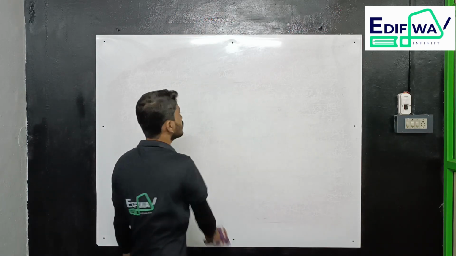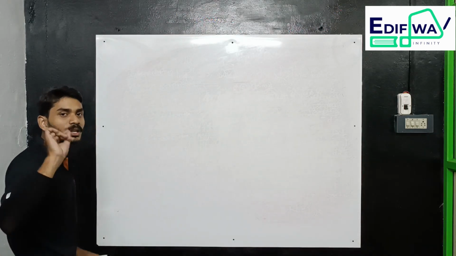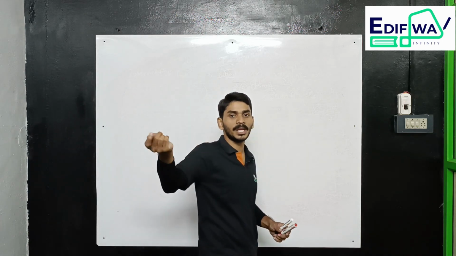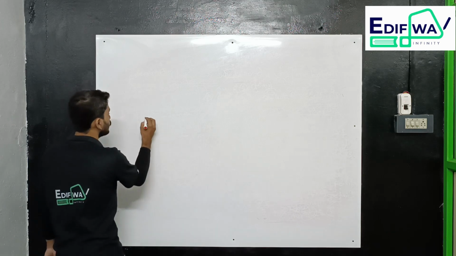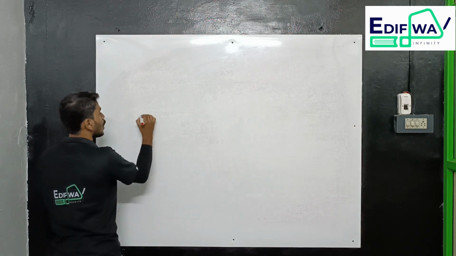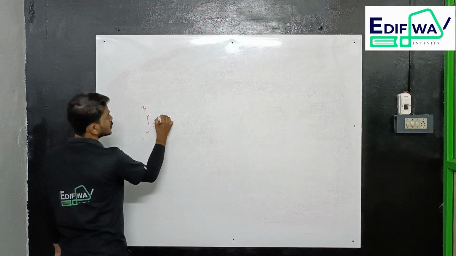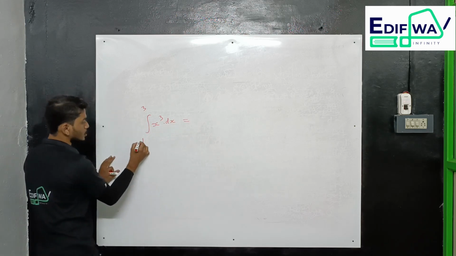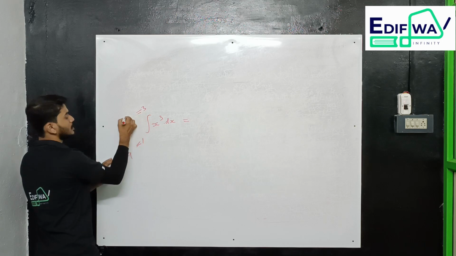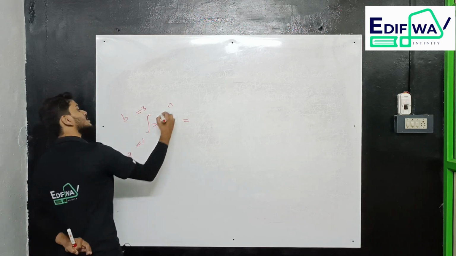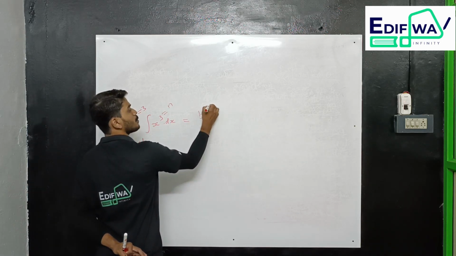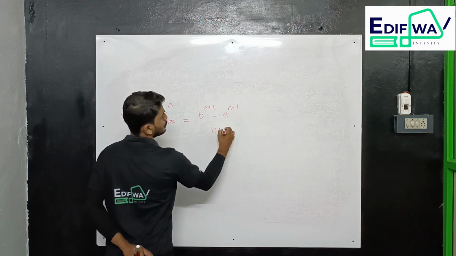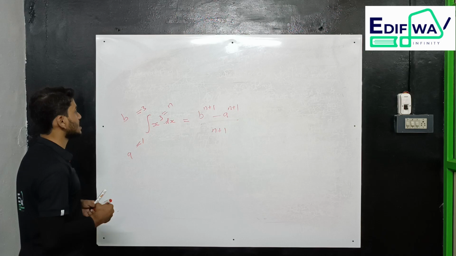Sometimes some of you may think that I haven't given you a problem where you can apply the equation b raised to n plus 1 minus a raised to n plus 1 divided by n plus 1. For such students, let me give you a question: integral 1 to 3 x cube dx. How to do it? You write: this is a, this is b, this is n. So it is b raised to n plus 1 minus a raised to n plus 1 by n plus 1. How to get the answer?